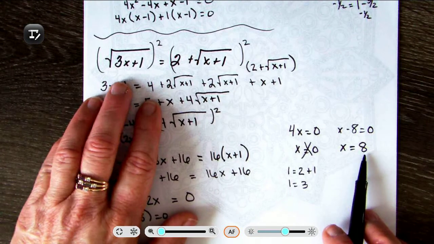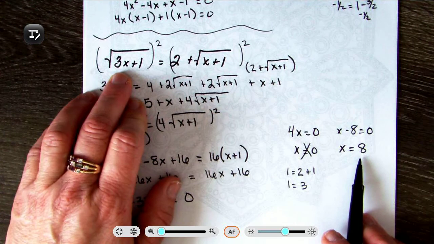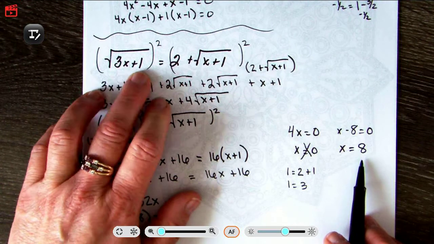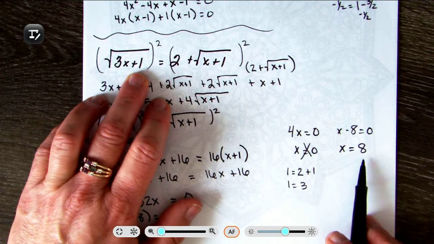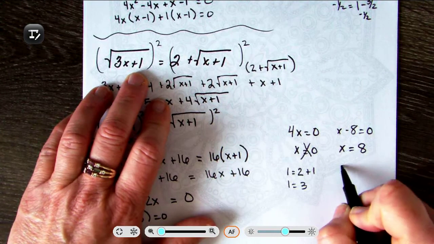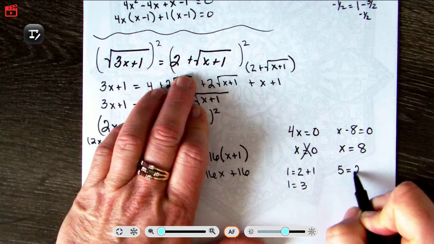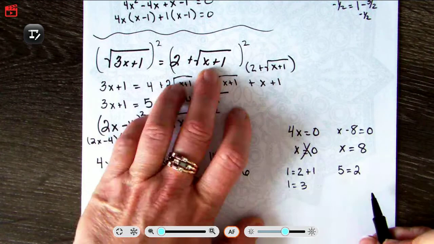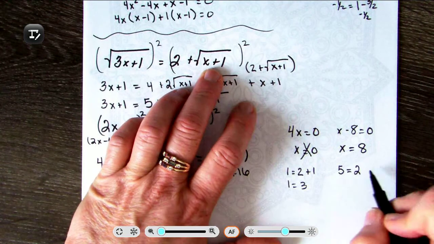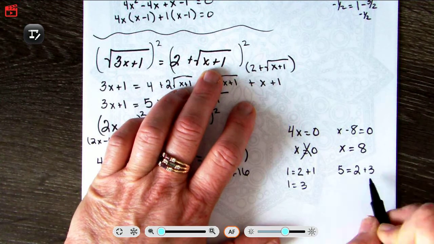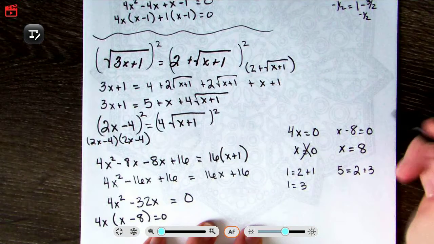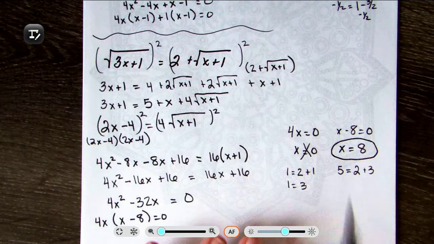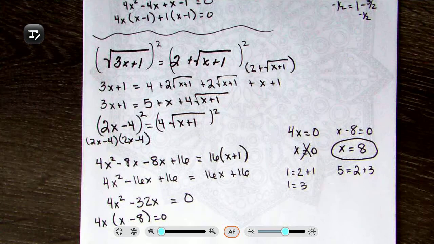Substituting in the 8. 8 times 3 is 24. Plus 1 is 25. The square root of 25 is 5. So 5 is supposed to be 2 plus, and 8 plus 1 is 9. So 5 is equal to 2 plus 3, which it is, so we do have an answer, x equaling 8.